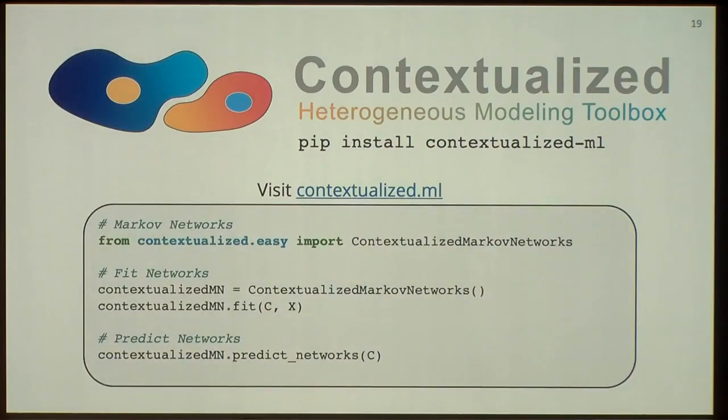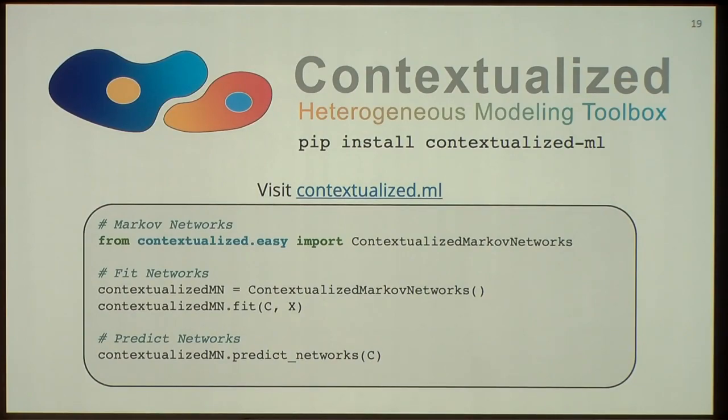And so finally, all of this was done with the Contextualized Heterogeneous Modeling Toolbox, which I developed. You can pip install Contextualized-ML. You can visit us at contextualized.ml. And we have a nice sklearn style wrapper for these where you can import, fit, and predict in 4 lines of code to infer a population of context-specific models.